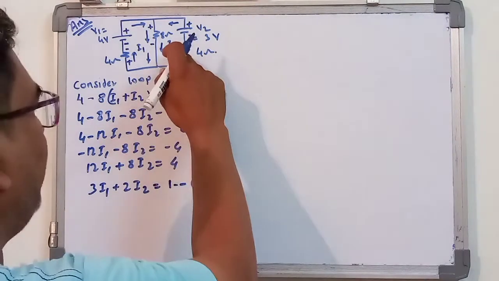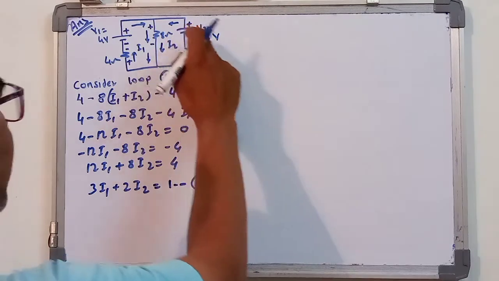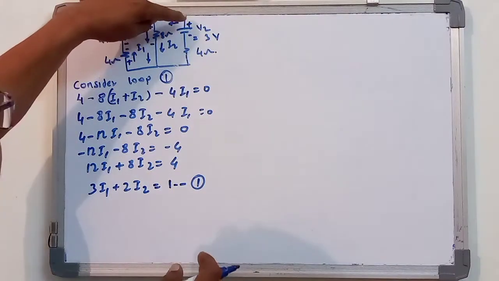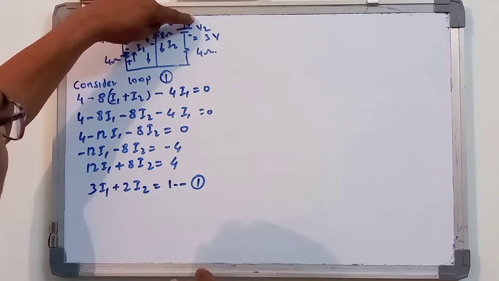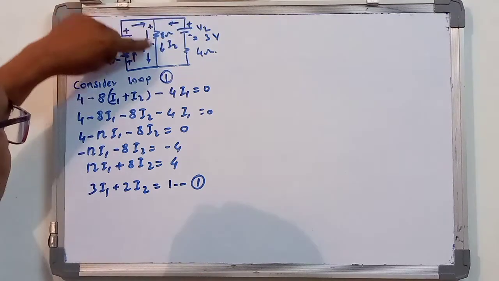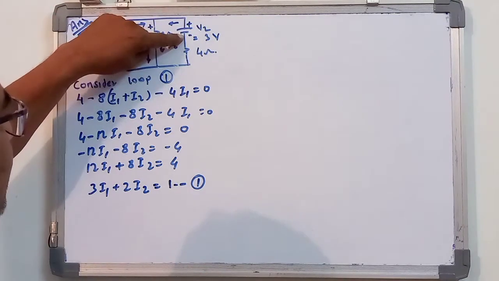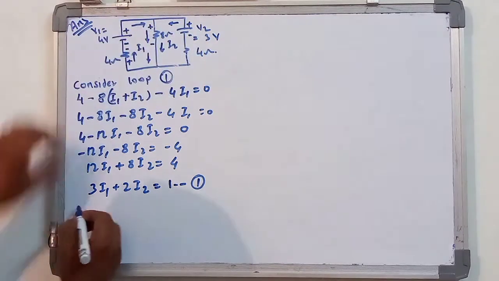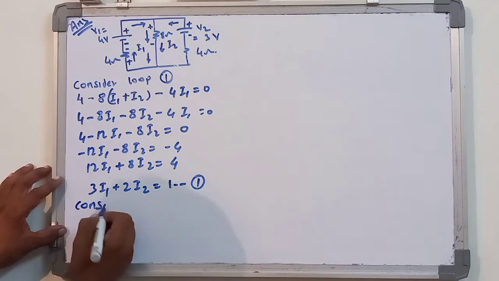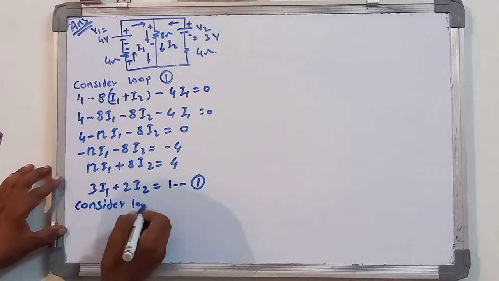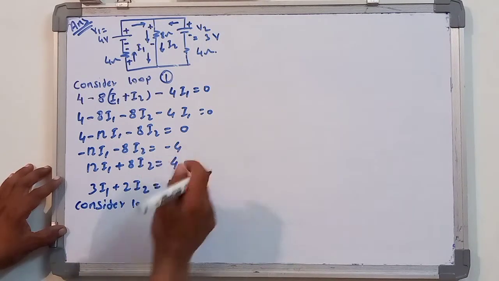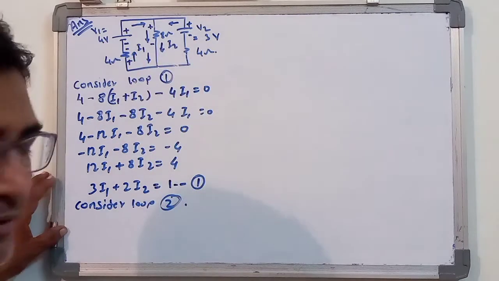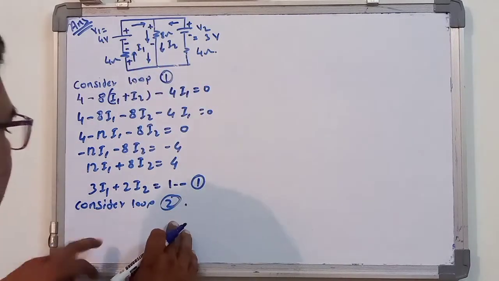Now we have to consider the second loop. Again, the voltage is considered from higher positive to negative. So what is the voltage for the second loop? It is 3 volts. So just write down: consider loop second. In loop second, we have to find out the current.